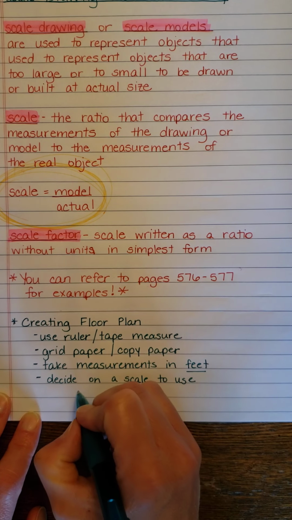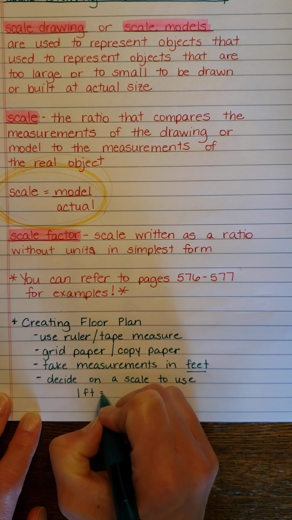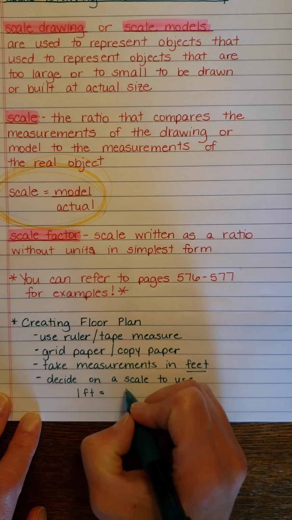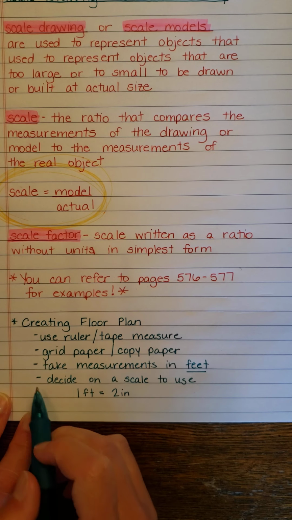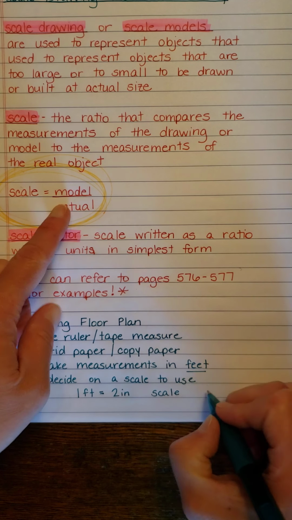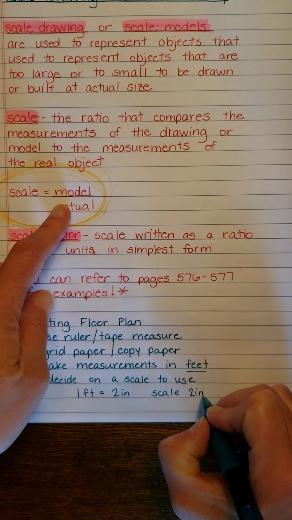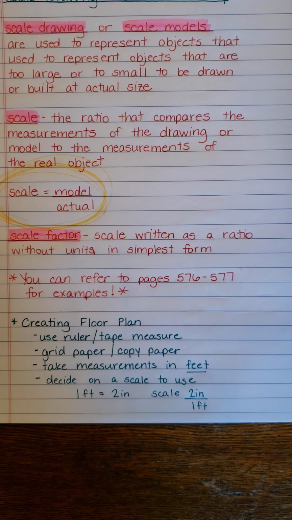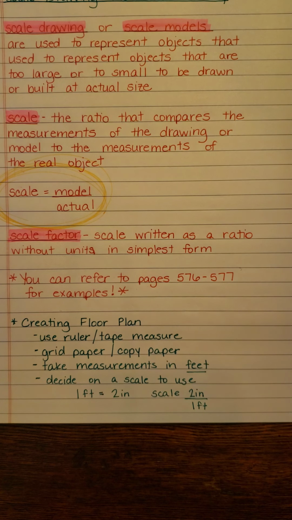Okay, so for example, you could say that 1 foot is equal to 2 inches, okay? So your scale would be your model, which on your paper, that would be 2 inches to 1 foot. So let's say 2 inches on your model, on the picture that you draw, is equal to 1 foot of the real thing, okay?